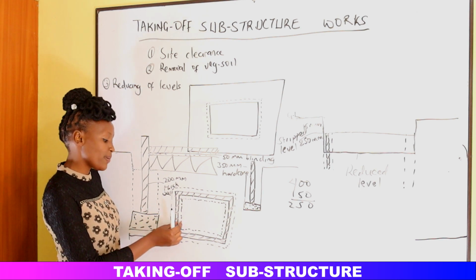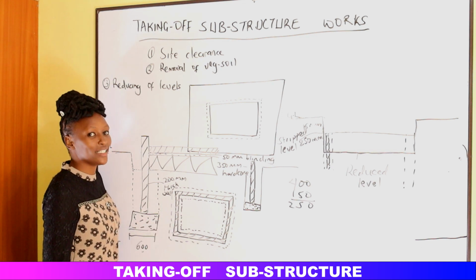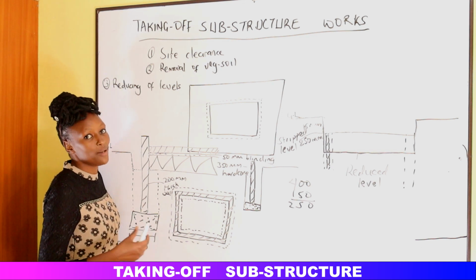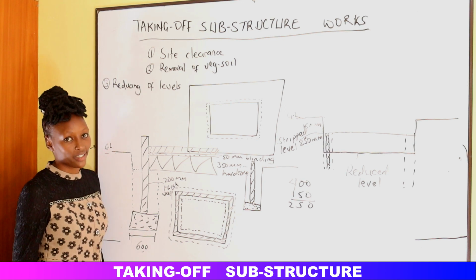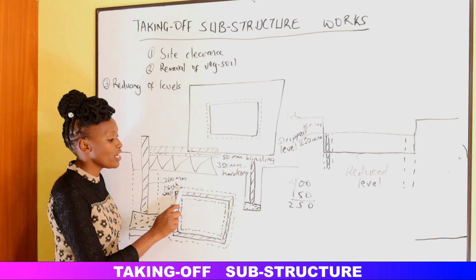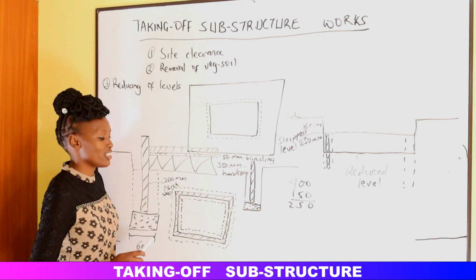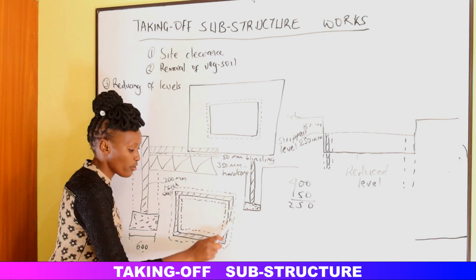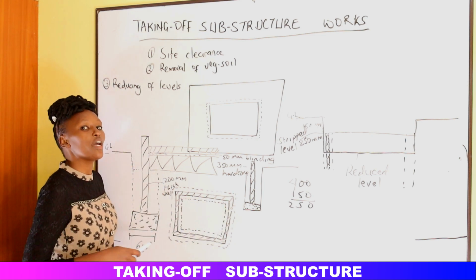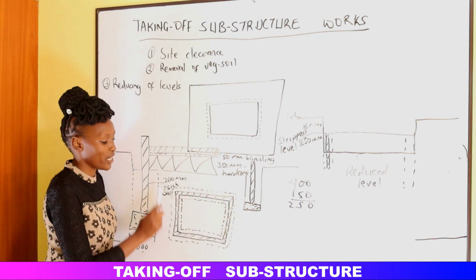So there will be some space on the inside of the building and some space on the outside of the building. That space is what we call foundation spread. So we said when we are clearing the site, we will measure including the foundation spread. When we are removing the vegetable soil, we will include the foundation spread. And when we are reducing the level, we shall include the foundation spread.